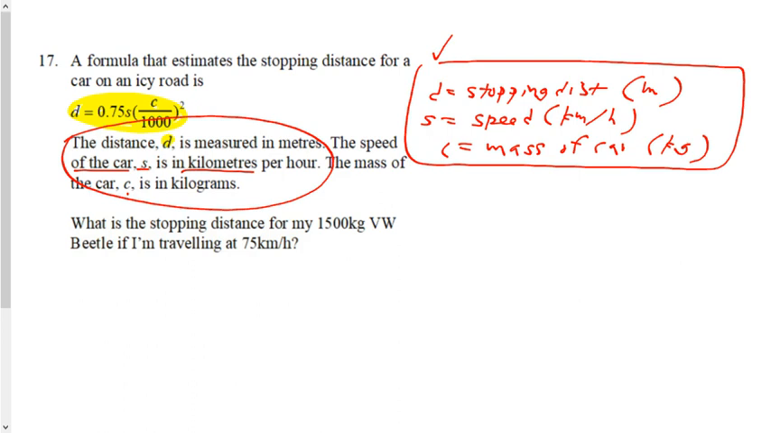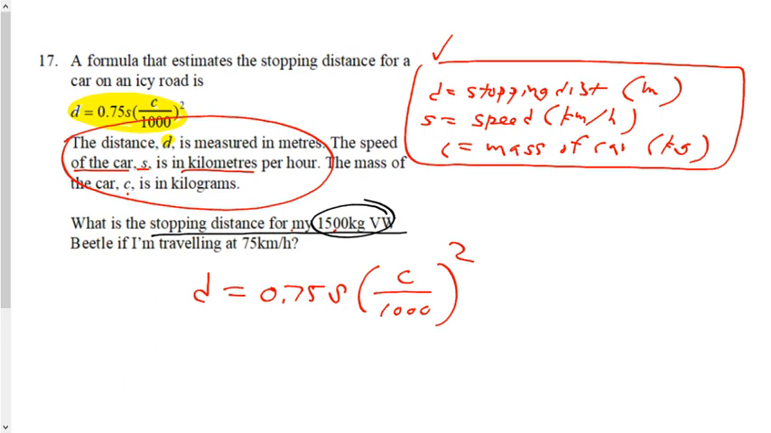You won't regret it. Once you have that, you then say, what is the stopping distance for my 1,500 kilogram Volkswagen Beetle if my car is traveling at 75 kilometers an hour? So if I write this formula again, D equals 0.75 S multiplied by C divided by 1,000 squared. In this formula, you should know two numbers and you don't know the other. So in all sciences, you're always going to want to find it by substituting the ones you know. I know my car weighs this much, so my C is going to be 1,500. And traveling at 75, that's my speed, 75.